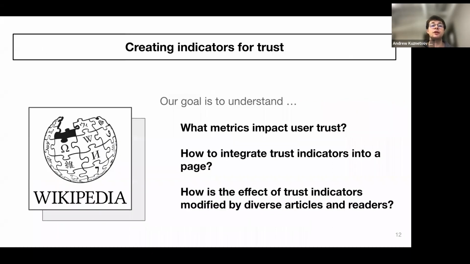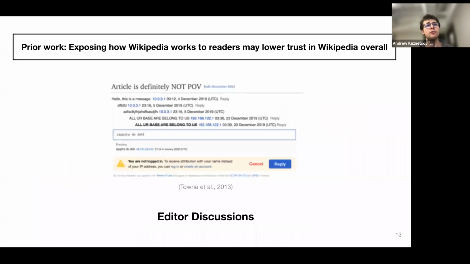Lastly, in order for an indicator to be effective across an entire site like Wikipedia, it would need to be influential across many different articles and readers. It's possible that two different Wikipedia readers could interpret the same score on an article very differently. Prior work regarding editor discussions has suggested that users have diverse, often negative reactions to seeing the behind-the-scenes work of Wikipedia. This raises concerns that metrics showing this type of information may not be able to raise user trust. In our work, we investigate and quantify how the effect of an indicator changes across different values, articles, and users.